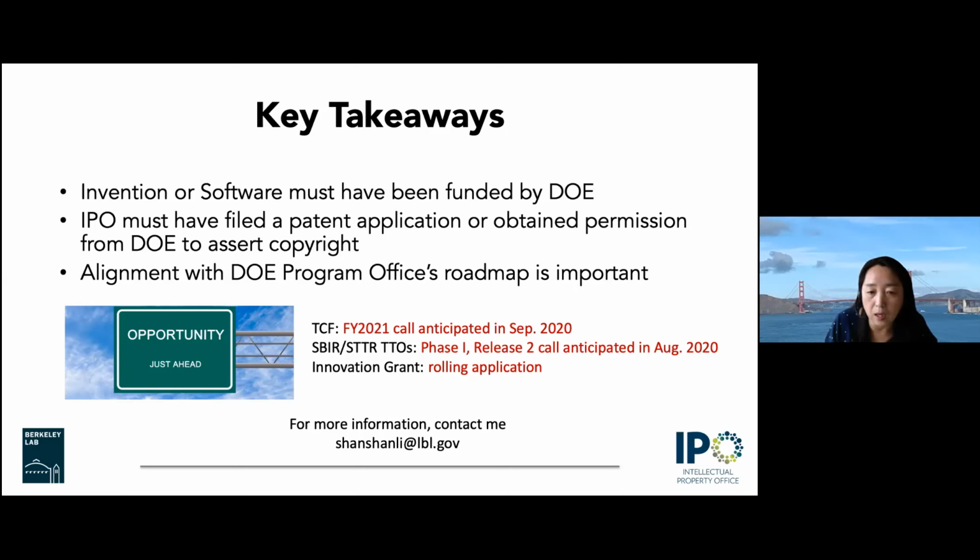Opportunities ahead: in August, there will be calls coming out for SBIR, STTR, TTOs, and participating program offices are going to be different this time around than the first release, which we just closed. In September, there will be calls coming out for Tech Commercialization Fund. Now, Innovation Grant, we accept applications on a rolling basis, so you can contact me anytime if you wish. Here's my contact information. If you have questions, just give me a call.